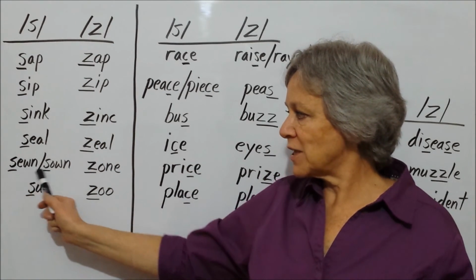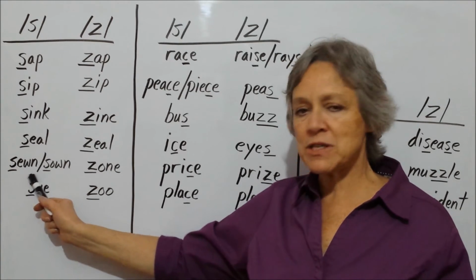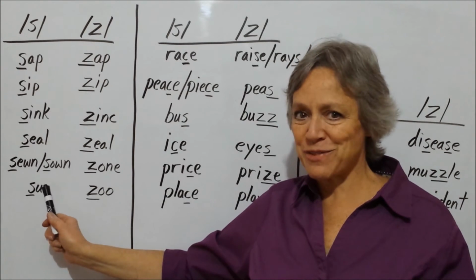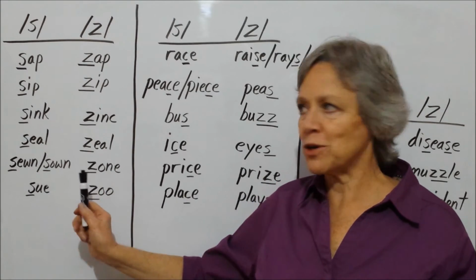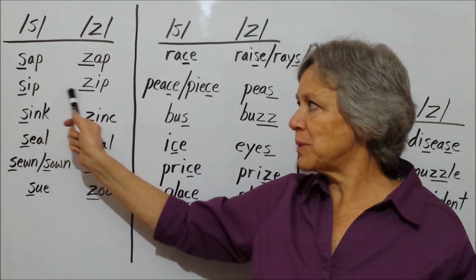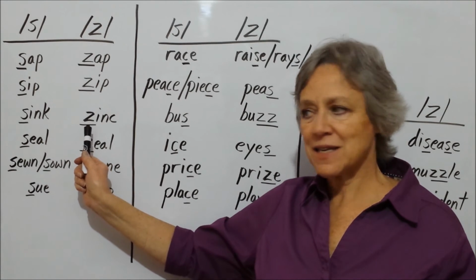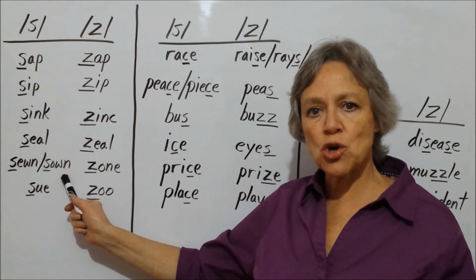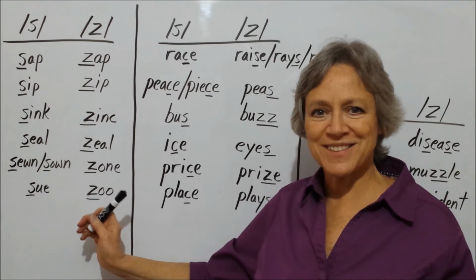When I have words next to each other like this, separated by a slash, that means that those two words are pronounced exactly alike. They are two different words, they have two different meanings, but they sound the same, so I put them both here. Let's do that once more. Sap, zap. Sip, zip. Sink, zinc. Seal, zeal. Sown, zone. Sue, zoo.